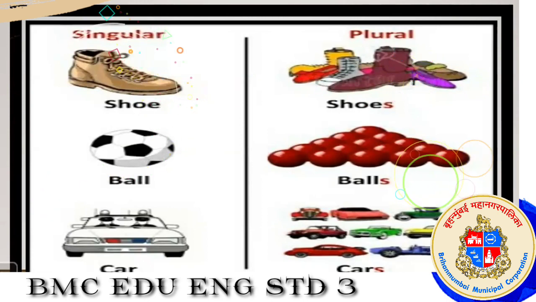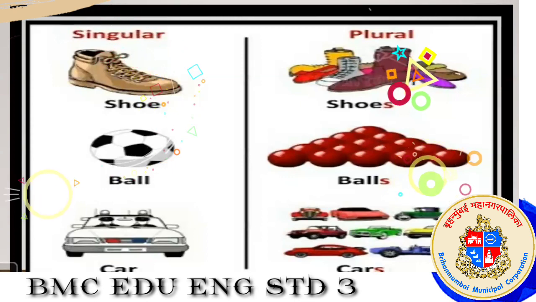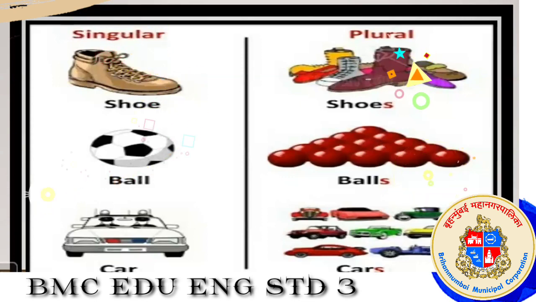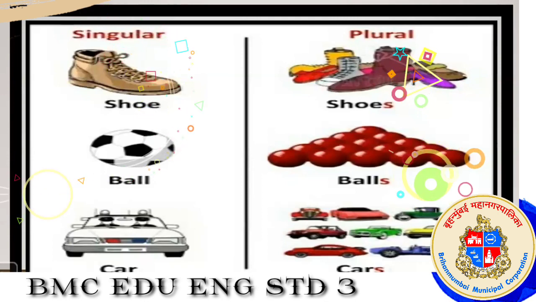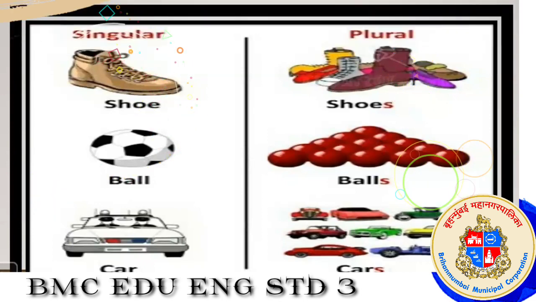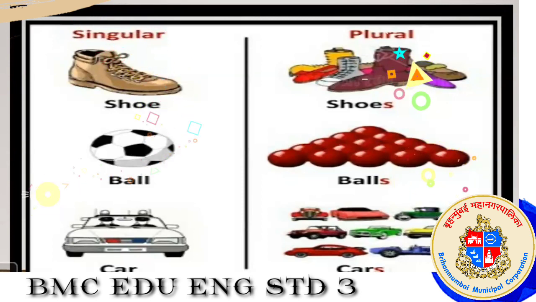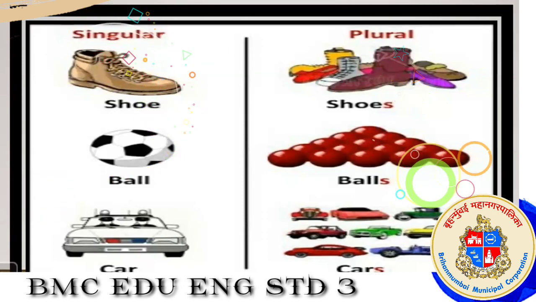Now in singular, there is only one ball. But in plural, it becomes balls. S is added here. Then in singular, there is only one car. But in plural, there are many cars. So it becomes cars, C-A-R-S. S is added here. So this was the first rule. So what does the first rule say? Add S. Most of the nouns we add S at the end of the spelling. So it becomes the plural.